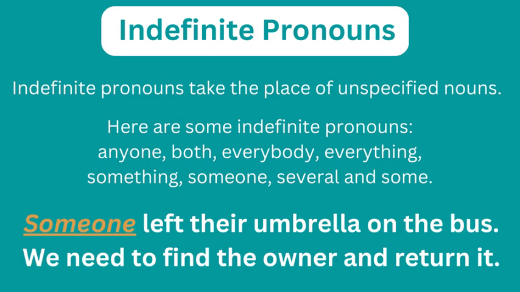Someone left their umbrella on the bus. We need to find the owner and return it. The indefinite pronoun here takes the place of an unknown person who left their umbrella on the bus. We don't know who it is. That's what indefinite pronouns do. They refer to an unspecified person or thing.